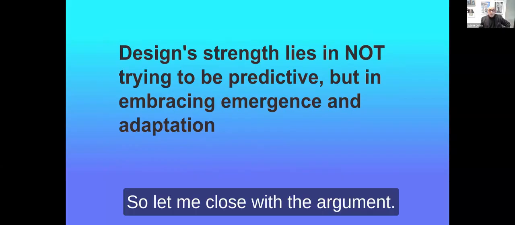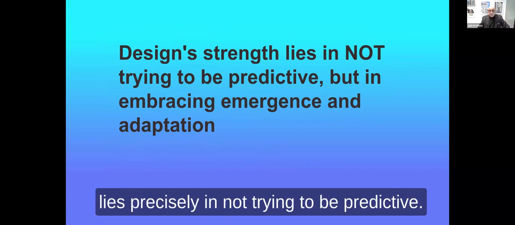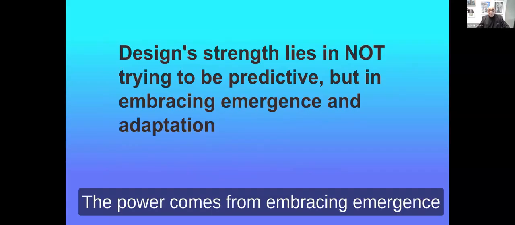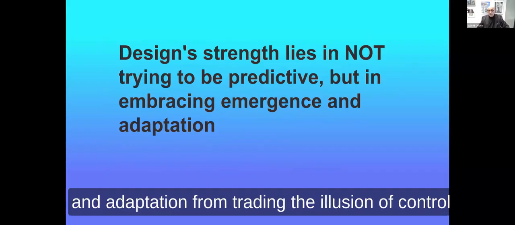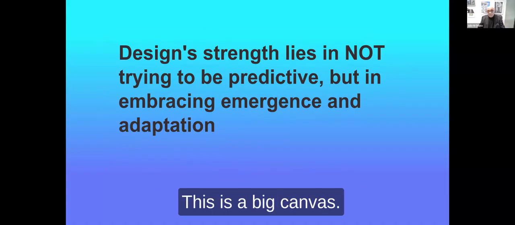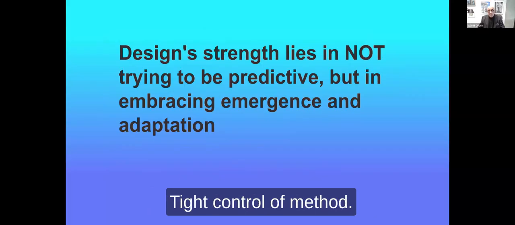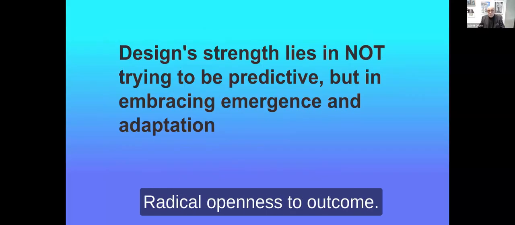So let me close with the argument in its simplest form. Design's strength lies precisely in not trying to be predictive. The power comes from embracing emergence and adaptation, from trading the illusion of control for the reality of evolution. This is the big canvas I wanted to place design on. Tight control of method, radical openness to outcome.